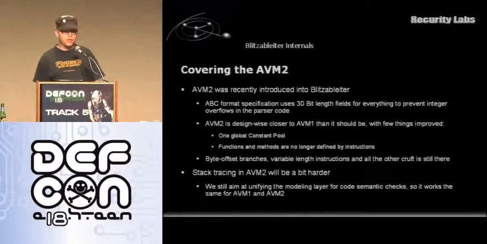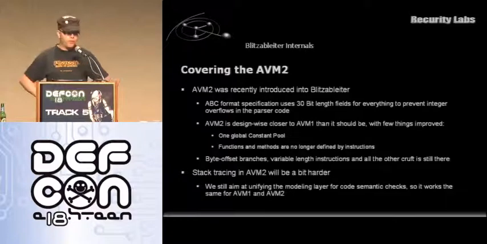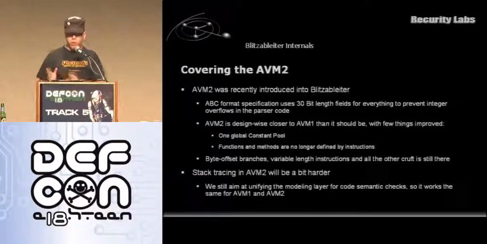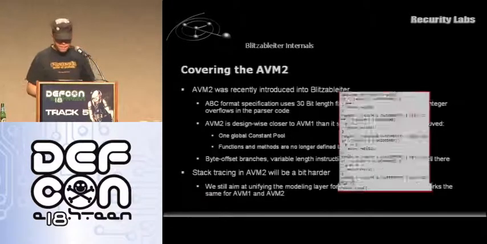Other than that, AVM2 is design-wise a lot closer to its predecessor, as it should be. They finally figured out that you should have one constant pool, and they finally figured out that you should not define functions by instructions. I'm very grateful for that. The stack tracing is a little bit harder. So the end goal is to really have it all unified, so that for whoever wants to enforce rules in the code, the definition is high level enough for them to model their contractual requirements into actual code patches.